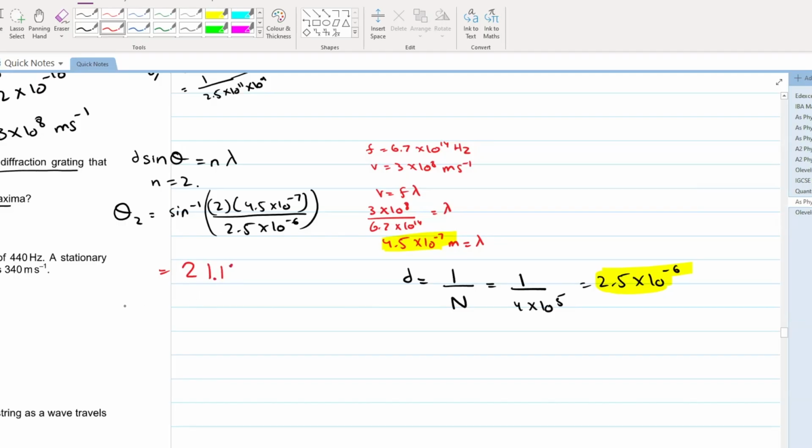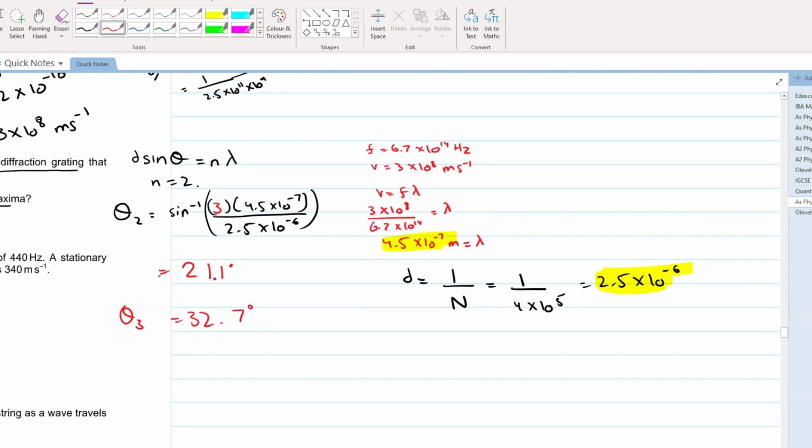Perfect. How will you calculate theta 3? Just replace n as 3, both in your calculator and in your working as well. You will get your answer for theta 3. This comes out to be 32.7 degrees.